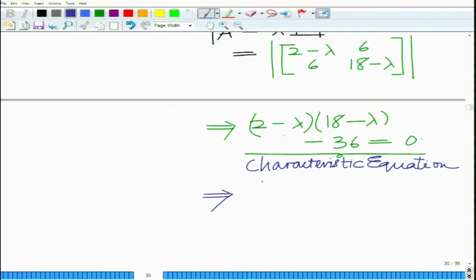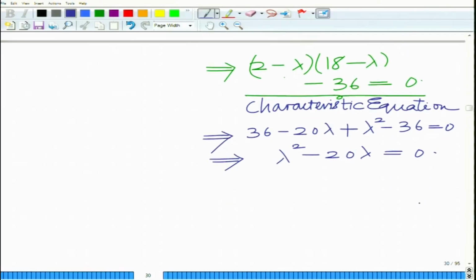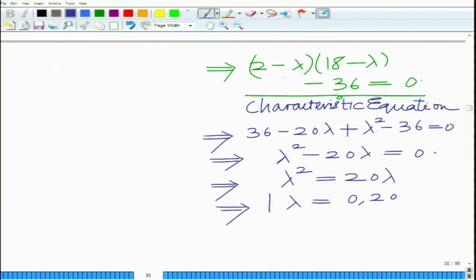Now if you simplify this, it implies 36 minus 20 lambda plus lambda square minus 36 equal to 0. This implies lambda square minus 20 lambda equal to 0, which implies lambda square equals 20 lambda, which implies lambda equals 0, 20. These are the two eigenvalues.